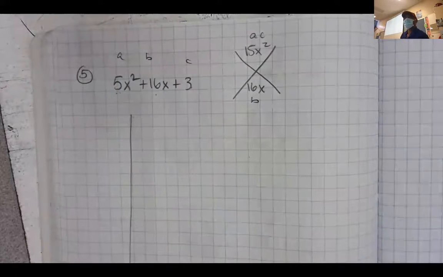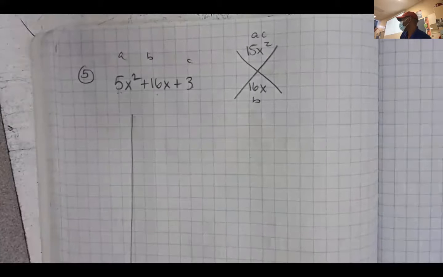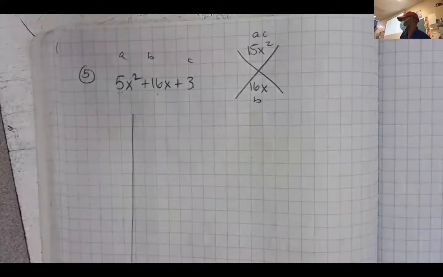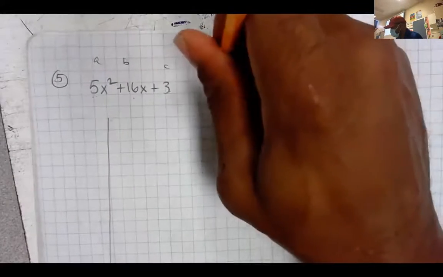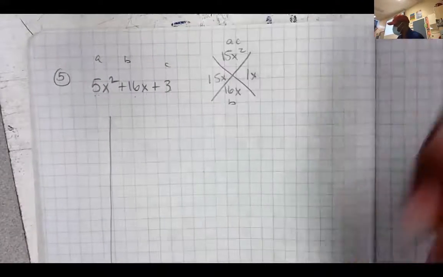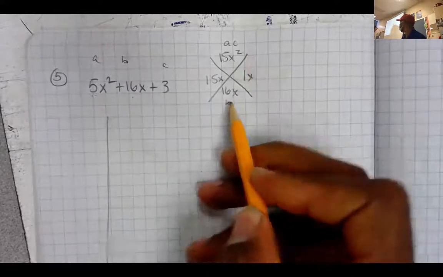What 2 numbers are going to multiply to 15, but then add up to 16? 15 and 1. Okay, but it's 15 and 1x, because remember that's an x squared and that's x.